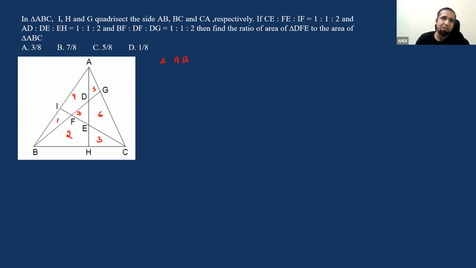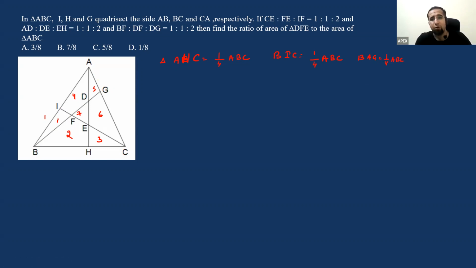Triangle ABH will be 3 by 4 of. So let's not take triangle ABH. Let's take triangle AHC, which was dividing into 4 parts. Okay. AHC will be 1 by 4 of triangle ABC. Similarly, triangle BIC will also be equal to, because this is 1 part and the remaining is 3 parts, 1 by 4 of ABC. Clear? And then triangle BAG will also be 1 by 4 of triangle ABC.